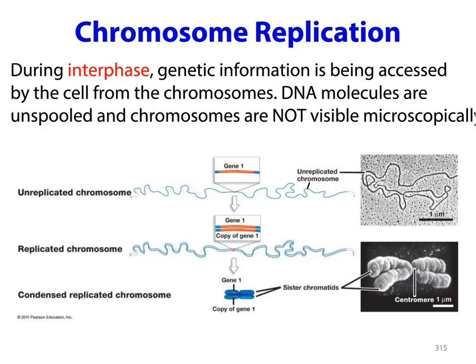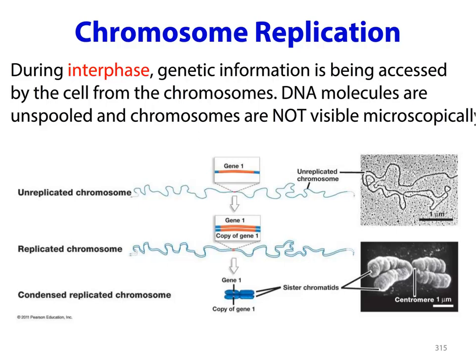Let's get into a little more detail about what happens at each phase. During interphase, I mentioned a little while ago that you cannot see the chromosomes, and that is still very true. The genetic information is being accessed by the cell. Basically, it's doing the things it needs to function as a cell. Therefore, the DNA is not visible, so you can't actually see it.